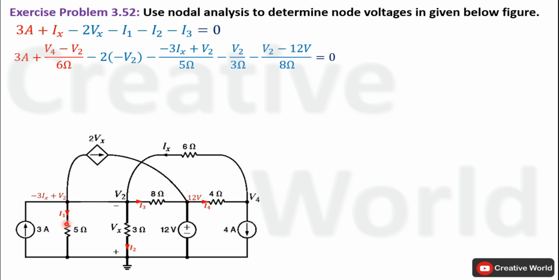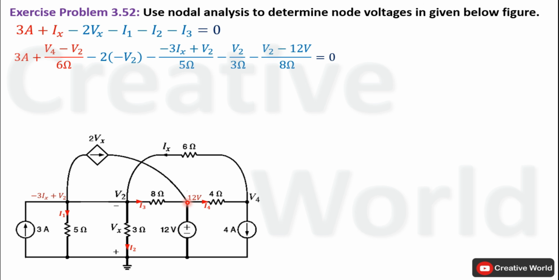Current I1 is equal to minus 3 times Ix plus V2 divided by 5 ohm. I2 is equal to V2 divided by 3 ohm and I3 is equal to V2 minus 12 volt divided by 8 ohm. Here a voltage source is connected between this node and ground. So whatever the value of this voltage source will be, the same voltage will appear on this node as well.